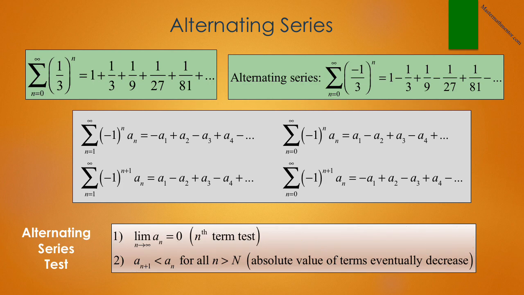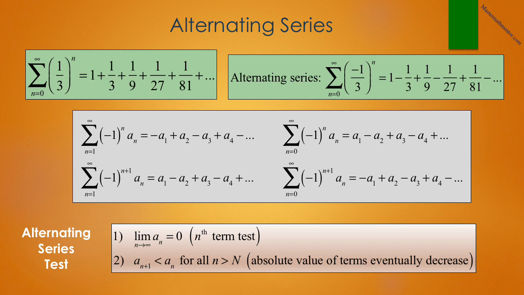The test for convergence for an alternating series is probably one of the easiest. There are two conditions. First, limit as n approaches infinity of a sub n has to equal 0. This is our nth term test, which our series and all series must pass in order to be convergent.